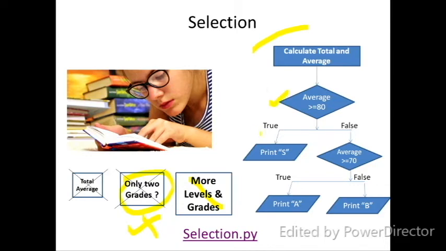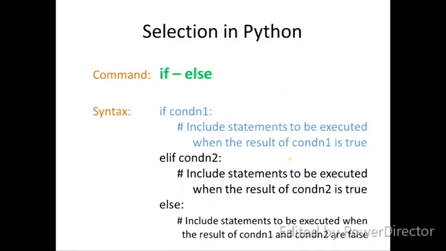If one condition is possible, more conditions are possible too. Now what is that? When your average is greater than or equal to 80, just when the value is true, you have to go for printing S, else another condition is going to be checked. When it is greater than or equal to 70, we are going to print A, otherwise B. Now coming to the command is same.